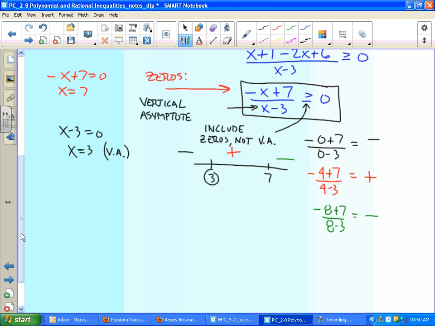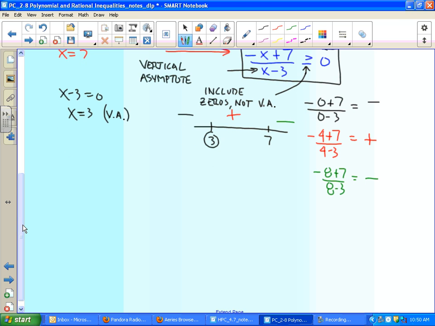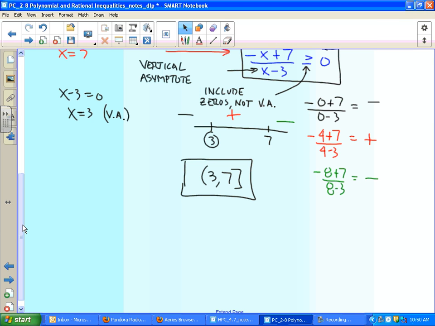So I circled that 3 to remind myself that is an asymptote. I will not include that in my answer. So my solution would be anything from 3 to 7, where I can include 7 because it is a 0. Those are the answers that would satisfy this inequality. No union because I don't have another positive somewhere else. I just have one single positive value, and I have 2 negative values.